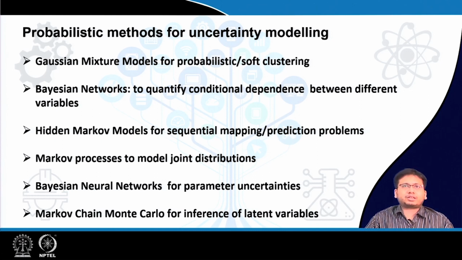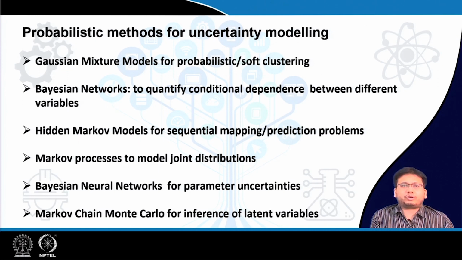Then probabilistic models are also very suitable in this domain, especially for uncertainty modeling. If you are doing a clustering problem, it may often be difficult to define hard clusters. I may often want to define soft clusters, or probabilistic clusters, where we can attach some kind of probability distribution about which point belongs to which cluster. The Gaussian mixture model is an elegant method for soft clustering, or probabilistic clustering.